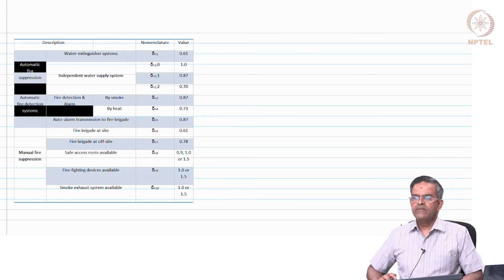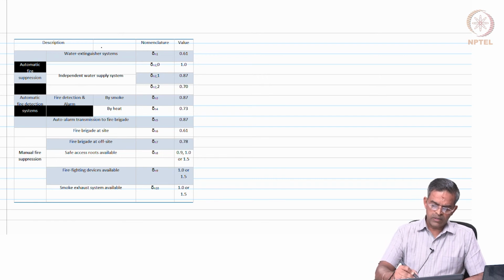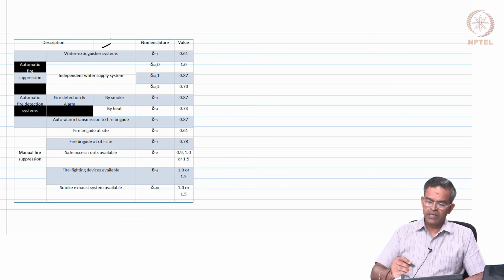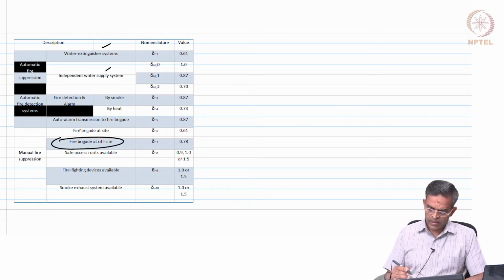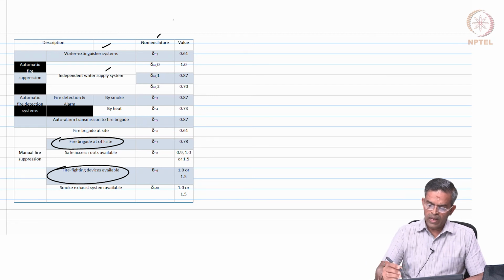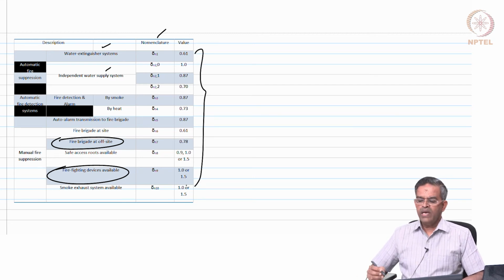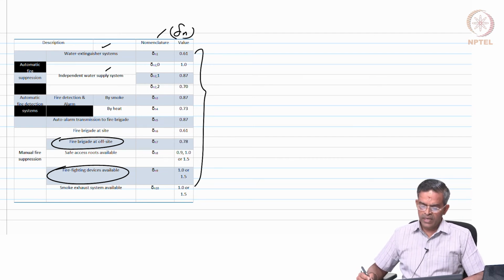If we have firefighting systems, which are useful for suppressing fire, with water extinguisher systems, an independent water supply system, a fire brigade located off site, or firefighting devices available, then the del N value is also varied. So, it is a combined effect which is useful to compute the FLED for the design.